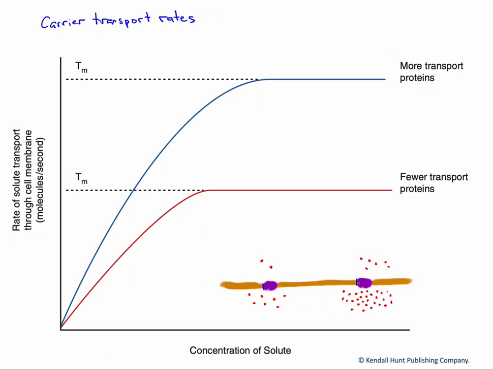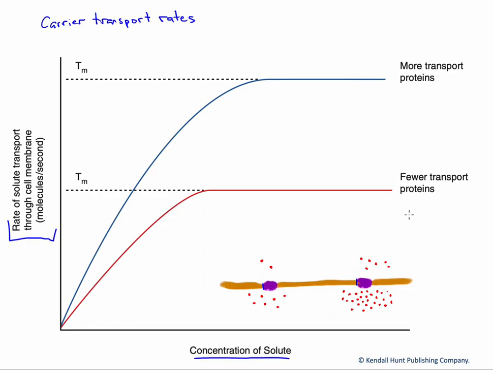In this graph, we're going to look at carrier transport rates and the factors that affect it. On our y-axis over here, we're going to graph the rate of solute transport across the membrane relative to, on our x-axis, the concentration of solute. In other words, the density of the solute adjacent to those transport proteins.